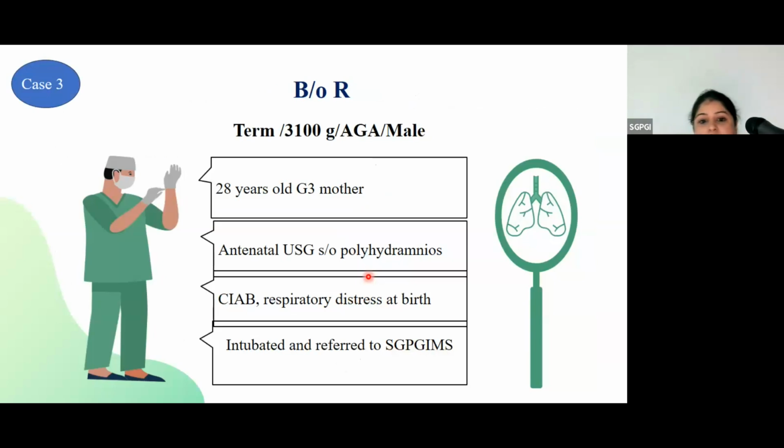Now coming to the third case. This was a term baby with 3.1 kgs birth weight and was born to a gravida 3 mother. The antenatal ultrasound was showing polyhydramnios. Baby cried immediately after birth and had respiratory distress. Baby required intubation and then was referred to our center.